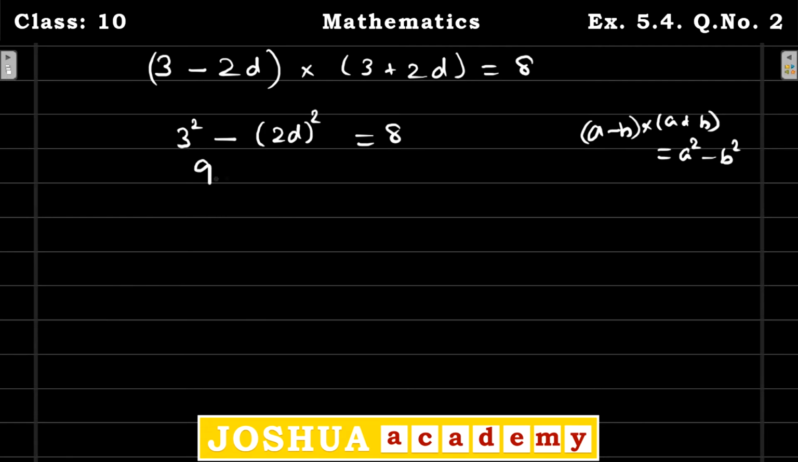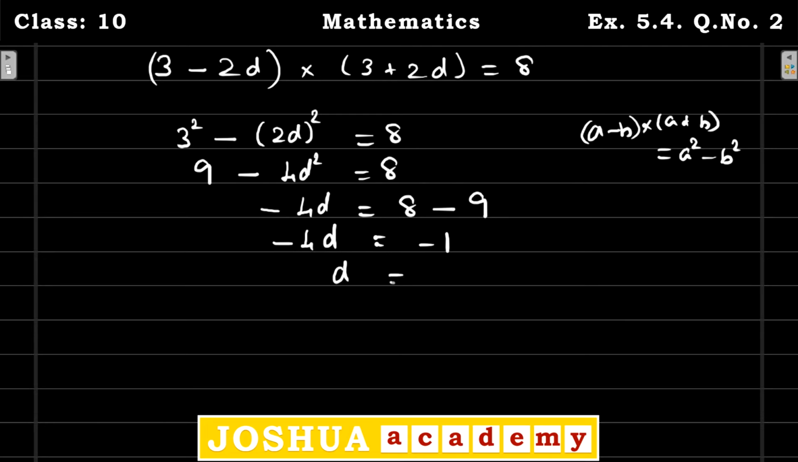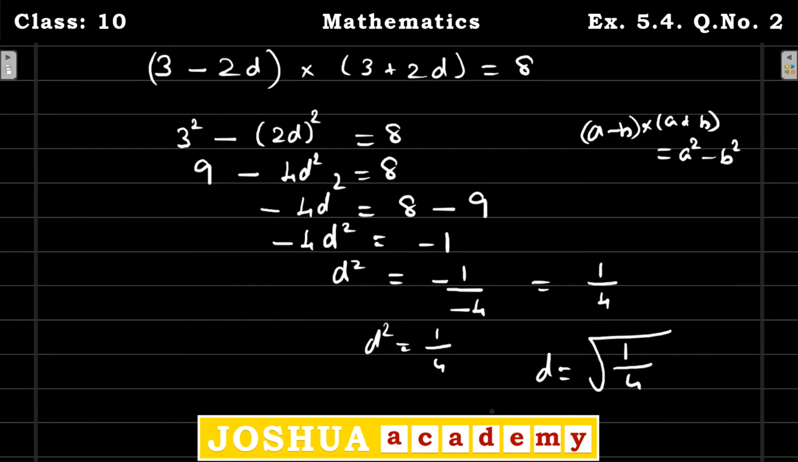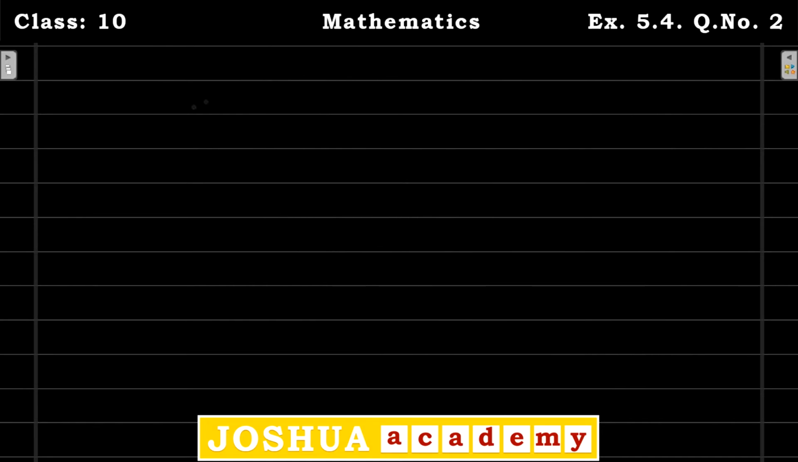And 3 square is 9 minus 2D square is 4D square, that is equal to 8, or minus 4D square is equal to 8 minus 9, that is equal to minus 1. Minus 4D square is equal to minus 1, or D square is equal to minus 1 upon minus 4. D square is equal to 1 by 4. Then what will be D? That is nothing but the square root of 1 upon 4.